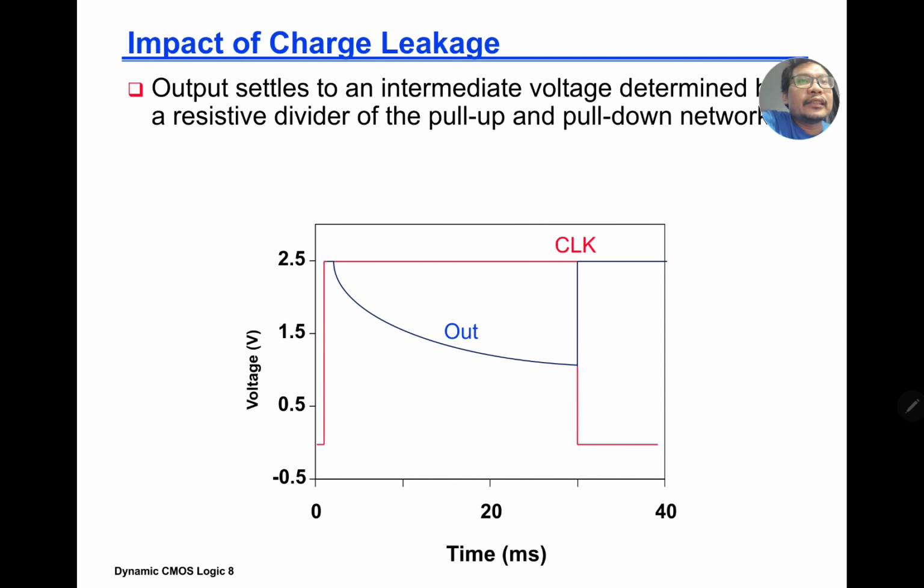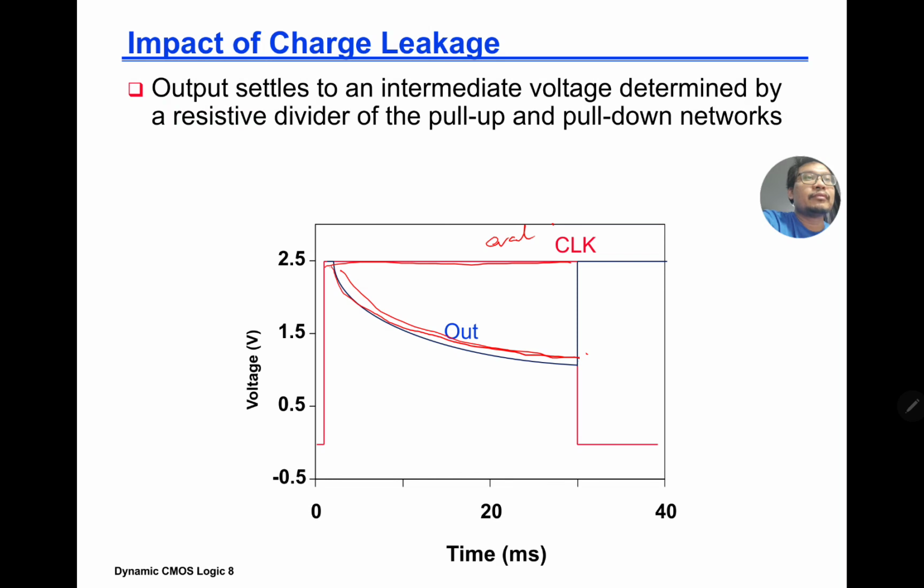So the impact of charge leakage: the output settles at an intermediate voltage determined by a resistive divider of the pull up and pull down network. We can see that as we give the evaluation clock here, this is the eval, the output is actually going to drop. Assuming during eval that the output doesn't change, it's maintained at logic 1, but your output actually, for some reason, drops.